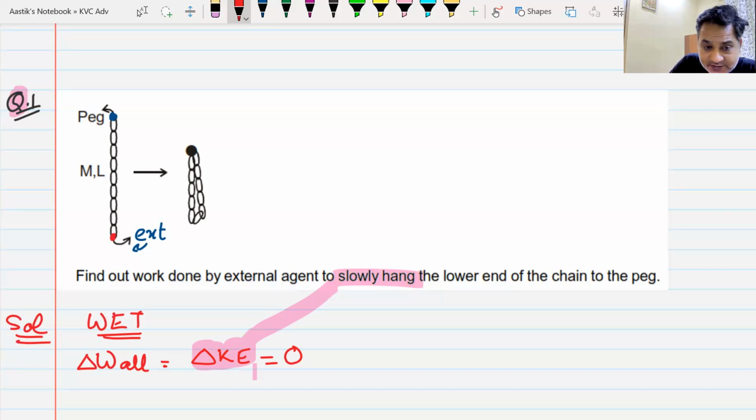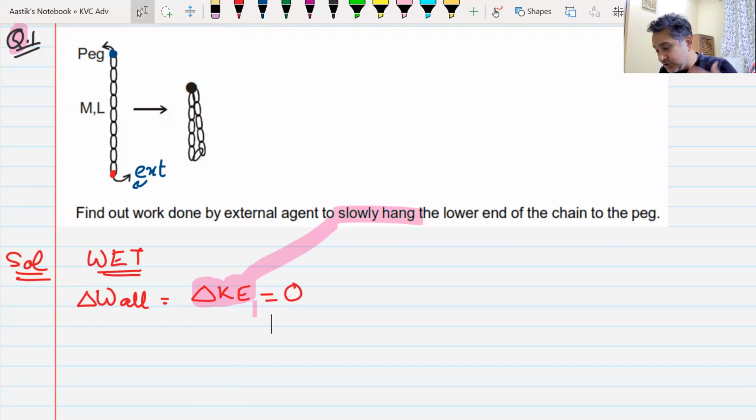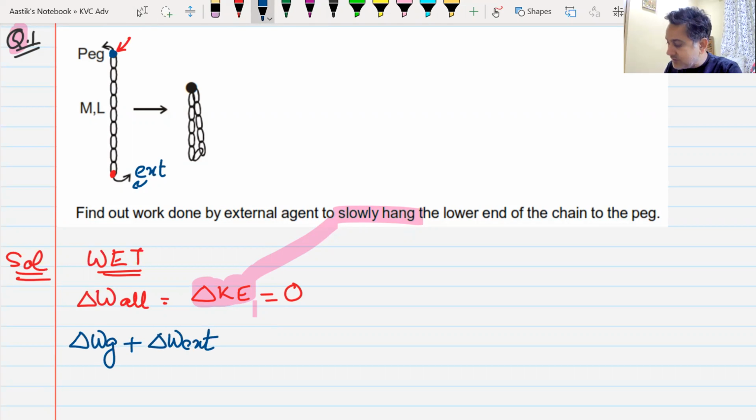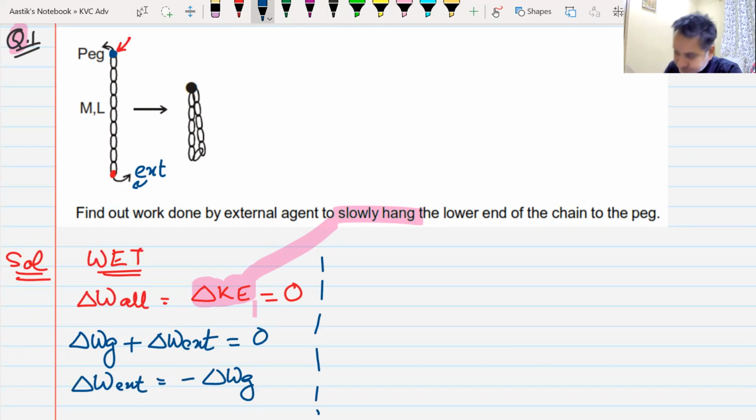Now what are the forces acting on this chain? One force is obviously the force which is here, but it is not doing any work because it is hanging. The point of application of force is not moving. The only two forces which are working here are work done by gravity plus work done by external agent force, and that must be equal to 0. That means work done by external agent will be negative of work done by gravity. Do we understand this? Yes, sir.